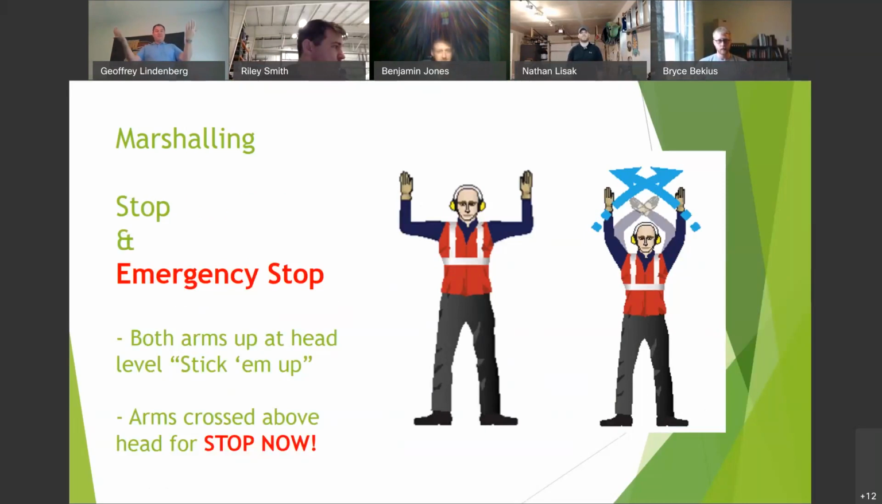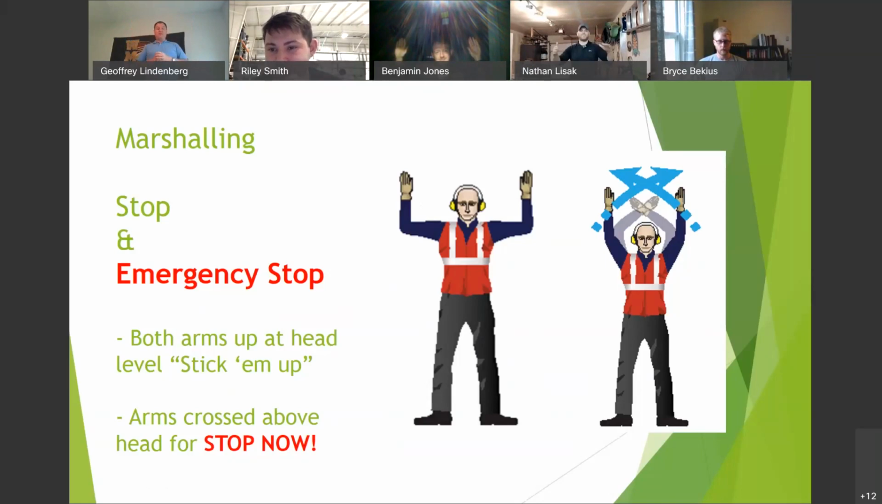As planes are coming towards you, eventually you're going to get to a point where you need them to stop. And there's a few different signals you'll see. In general, compared to what you sometimes see out at airports and in industry, it may be slightly different. But the official way is essentially a stick them up. So you're bringing the aircraft in, and then when you want them to stop, you can do something like this.